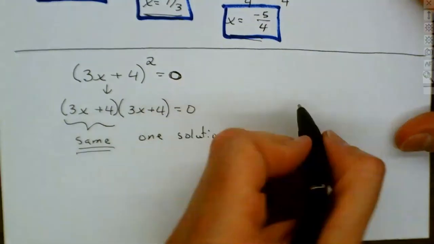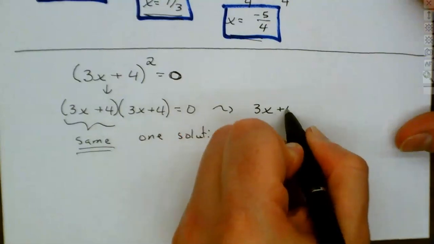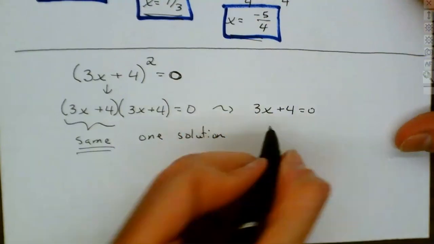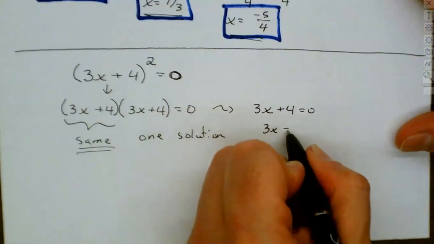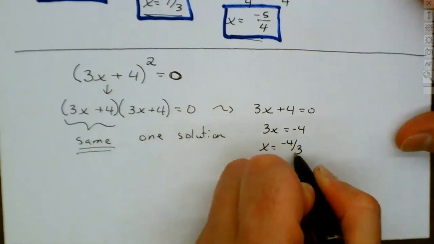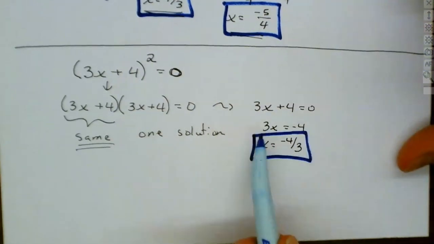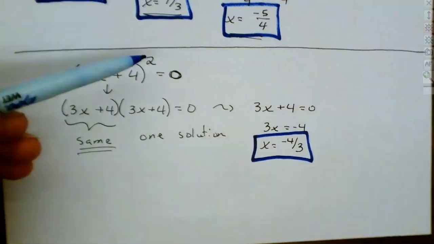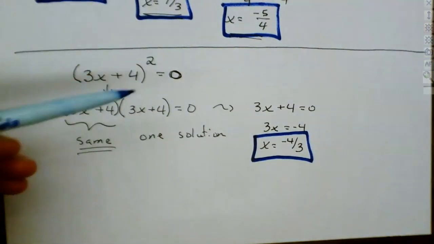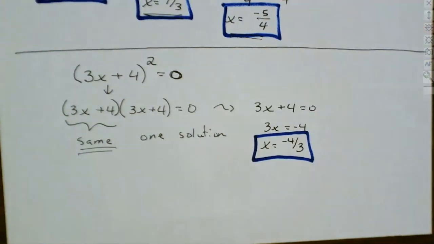And what would that one solution be? Well, that one solution would be 3x plus 4 equals 0. 3x equals a negative 4. So x equals then a negative 4/3. Now, normally, if we have a square, what does that mean? 2 solutions. And there are 2 of them, but they happen to be what? They happen to be the same. And that can happen.